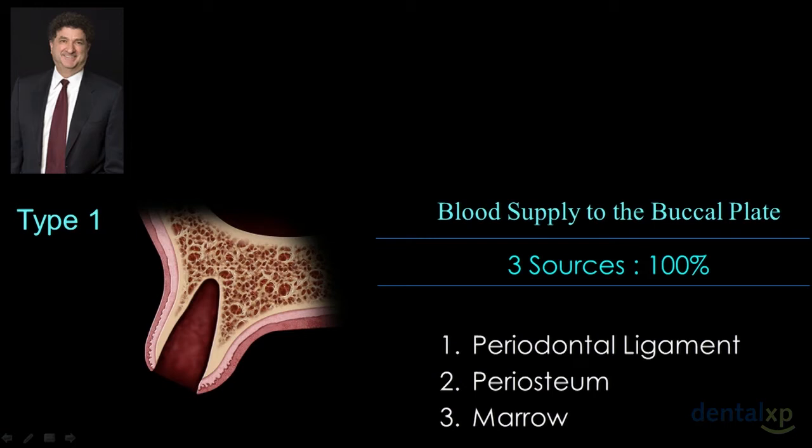The first thing is what? Know that you should only be doing immediates of type 1 socket. Number 2, there are 3 sources of blood supply, of course, to this buccal plate. The ligament, the periosteum, and the marrow.